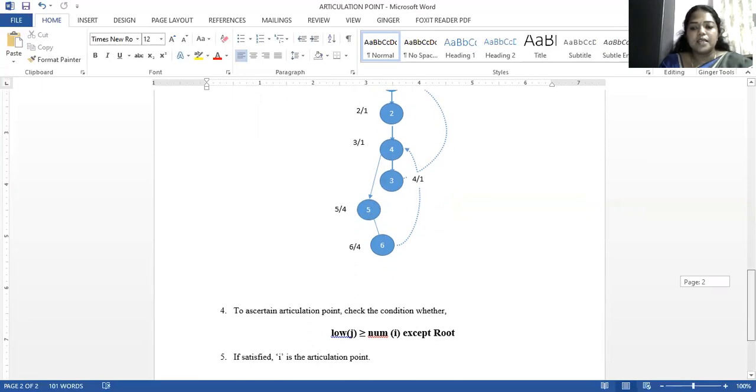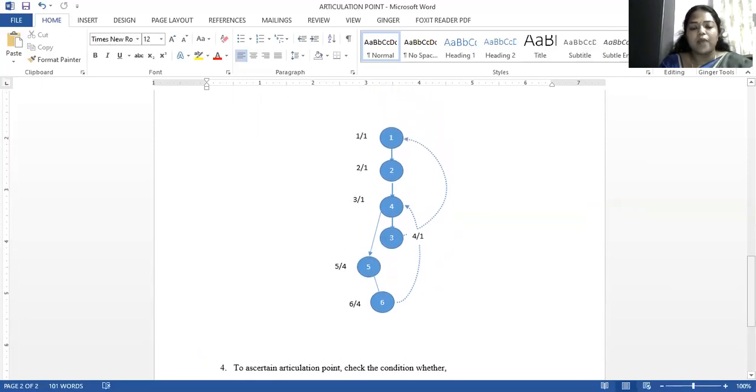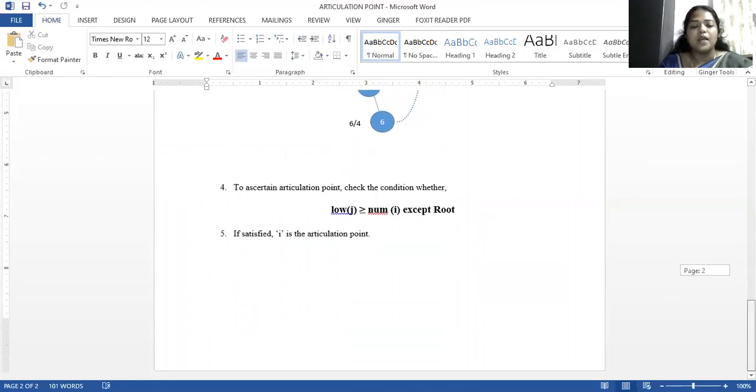So in this manner, you have to determine the num value as well as the low value. So once you ascertain these two values, to check whether there is an articulation point or not, the condition given is the low of j. Consider j is the child of i, and this condition is valid except for the root. So if the low of j is greater than or equal to num of i, and this condition is satisfied, then i is considered as the articulation point.